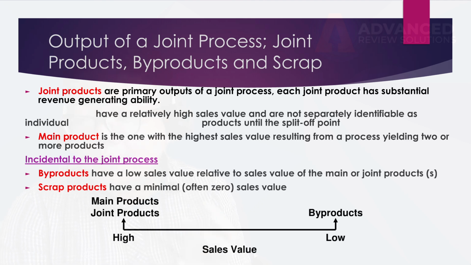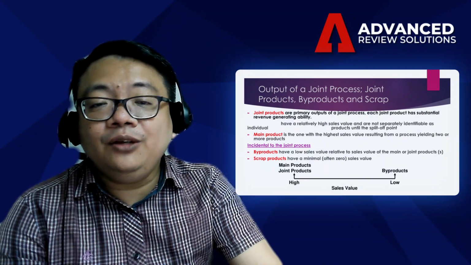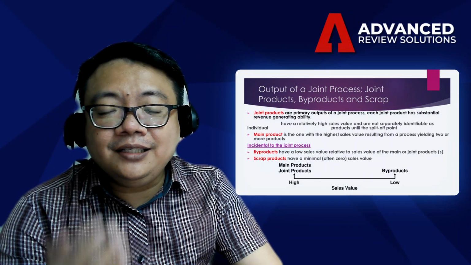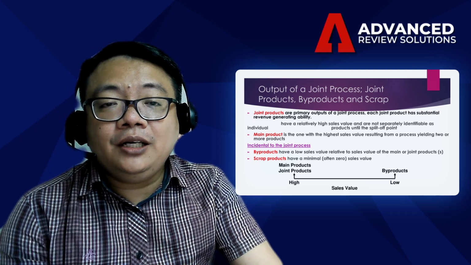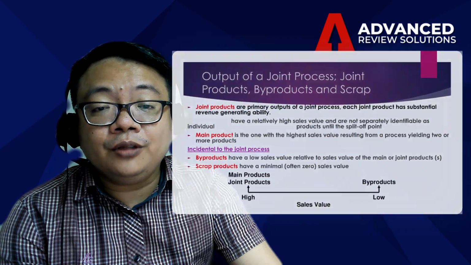When we say byproducts or scrap products, those are the ones with low value. Byproducts are incidental and have low sales value relative to the sales value of the main product, and scrap have minimal value. Sometimes, class, they even have zero value, because they are incidental, particularly with the product. That's why they have a low value.